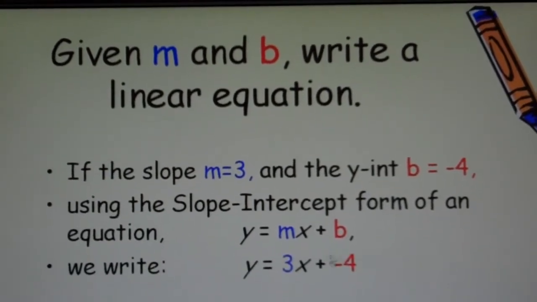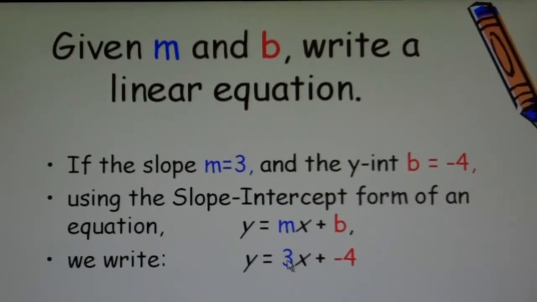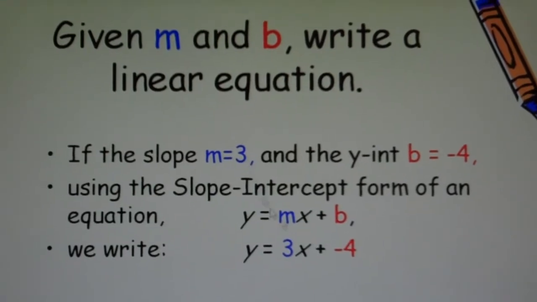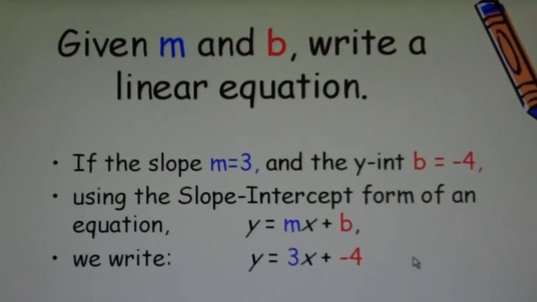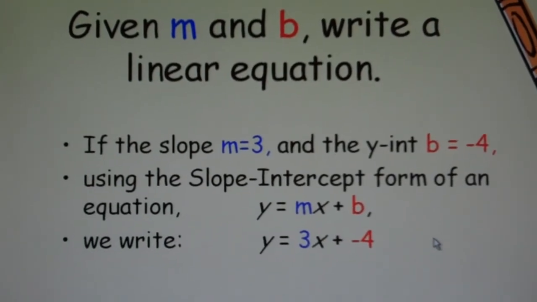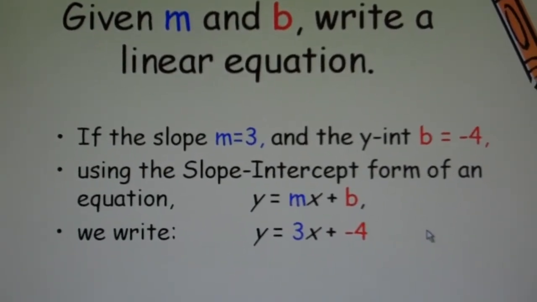And so when you're finished, you're going to have y equals 3x, m is 3, plus -4. And yes, it's okay to write 3x minus 4. They are the same thing.